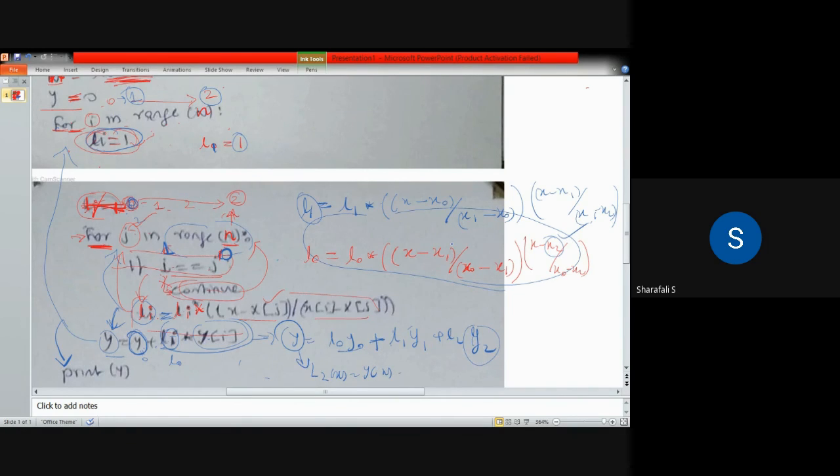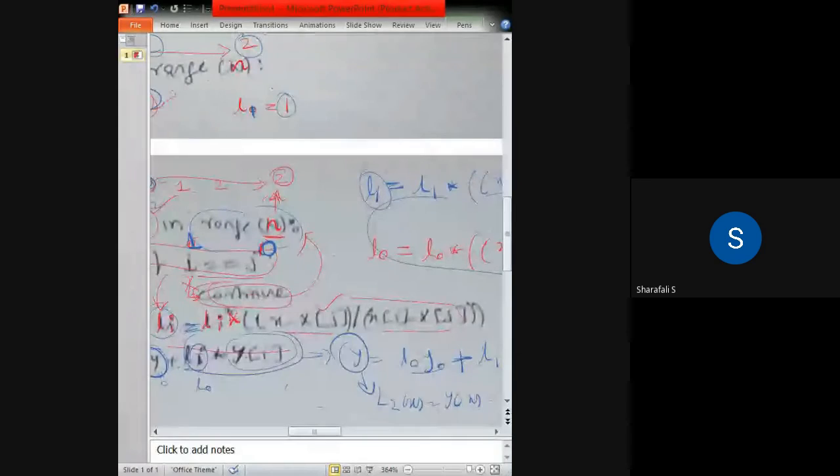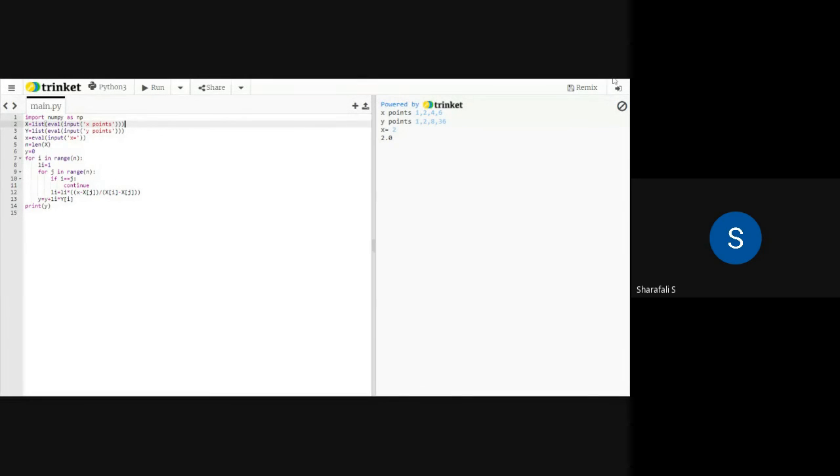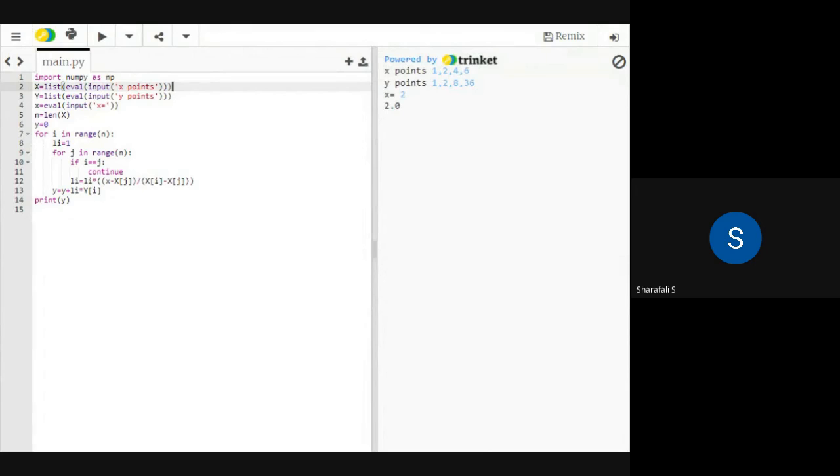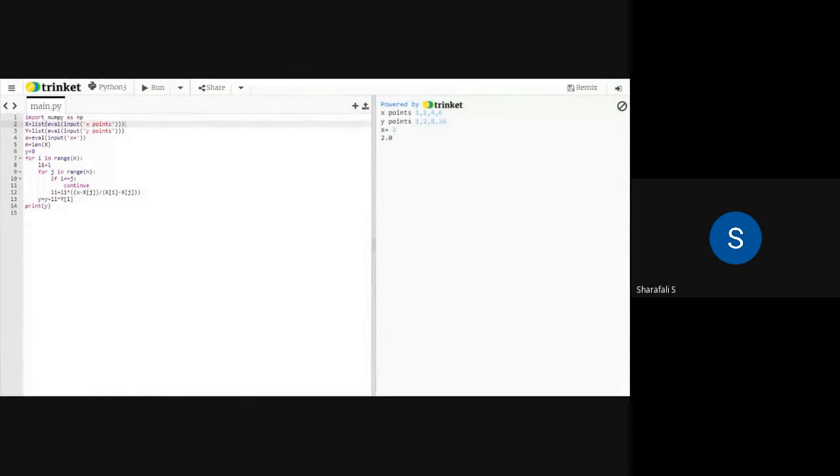So let us consider the program now. We'll run that. I will just change this window and share another window, this tab where you have that program. I hope you can see this window. You can see the program here.